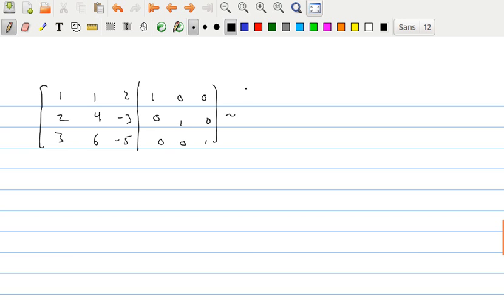So for our first row, we already have a leading 1 in the first row, so that'll just sit there: 1, 1, 2, 1, 0, 0. Now, to get rid of the 2 in the second row, we can multiply the first row by negative 2 and add it to the second. So negative 2 plus 2 is 0. Negative 2 plus 4 is 2.